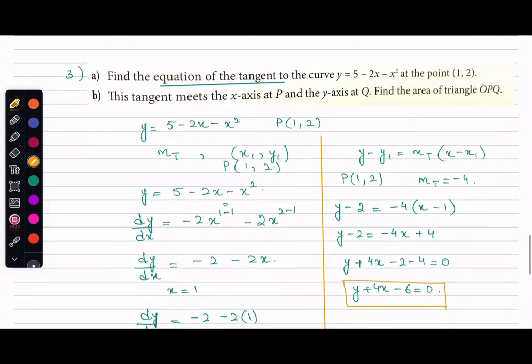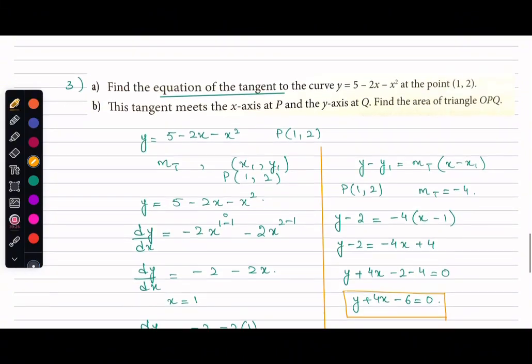So this is the solution for part A. Now to do part B. Part B says this tangent meets the x-axis. It's meeting the x-axis. So whenever it meets the x-axis, we know that the y-coordinate has to be 0.